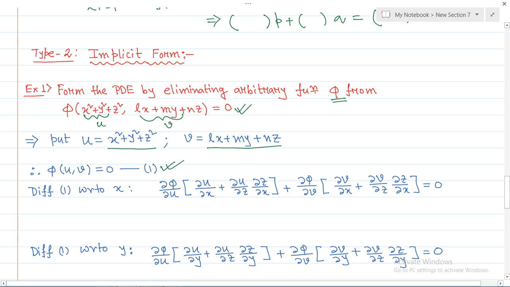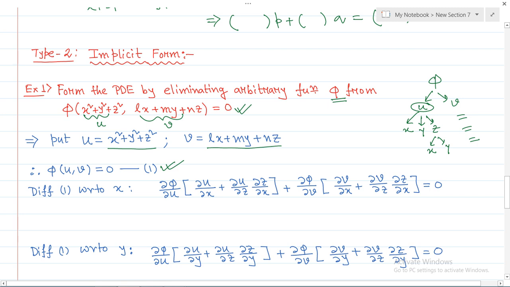Now we have to differentiate 1 with respect to x. As I have mentioned earlier, phi depends on two variables u and v. U depends on x, y as well as z. Z depends on x as well as y. The same scenario happens for v also, right? So phi with respect to x means first phi with respect to u, then u with respect to x, u with respect to z, and z with respect to x. This form I already wrote at the beginning of this video.